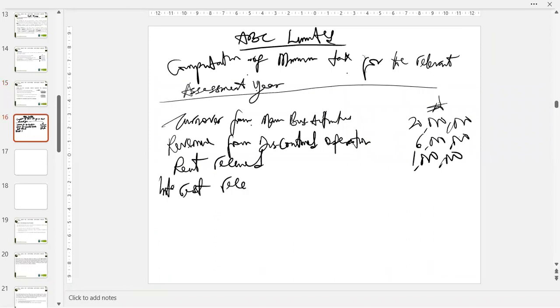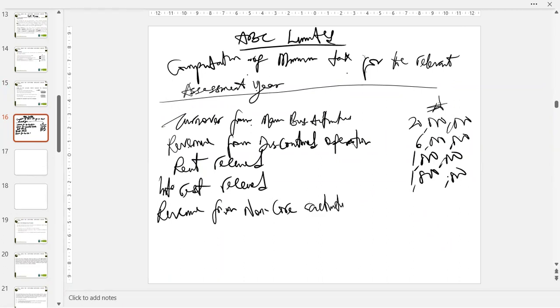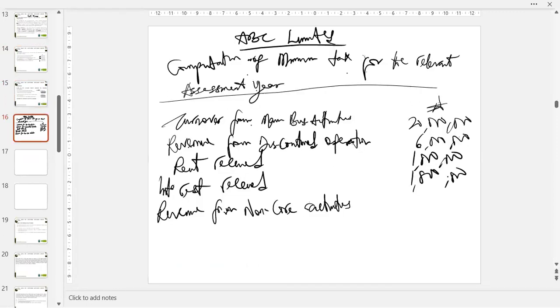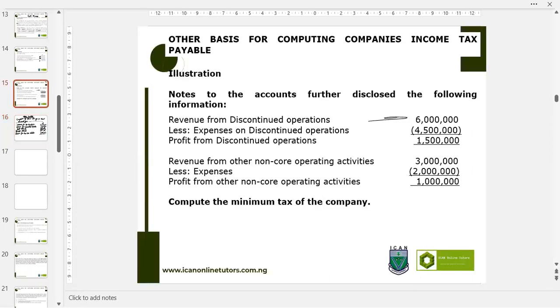Interest received. How much is our interest received? 1.8 million naira. And we have revenue from non-core activities. How much is that? 3 million naira. So what else? What else?